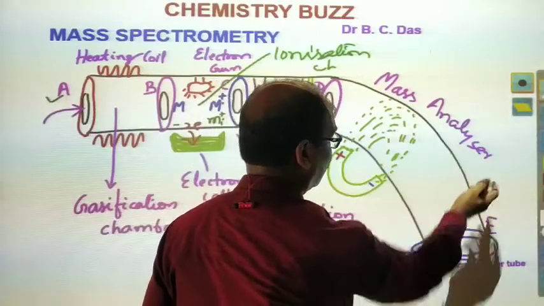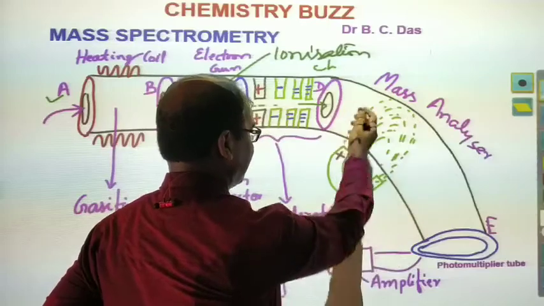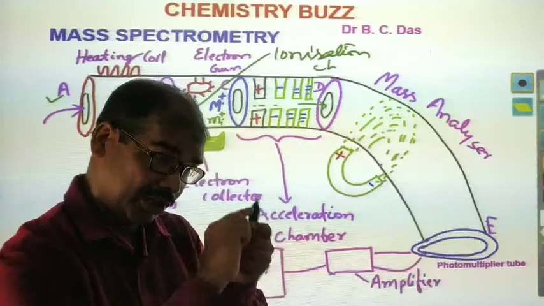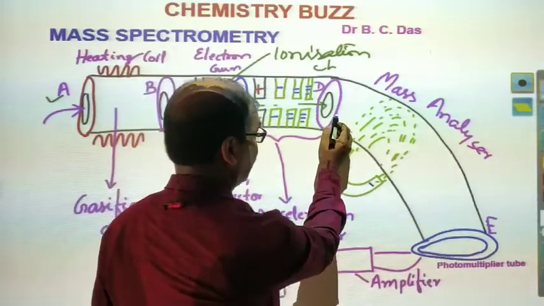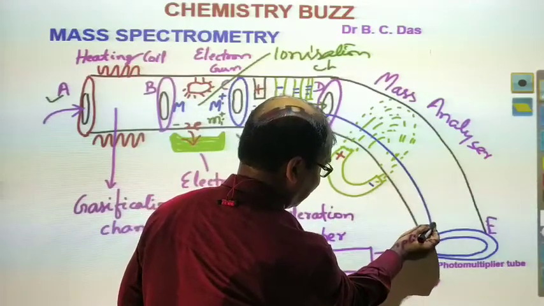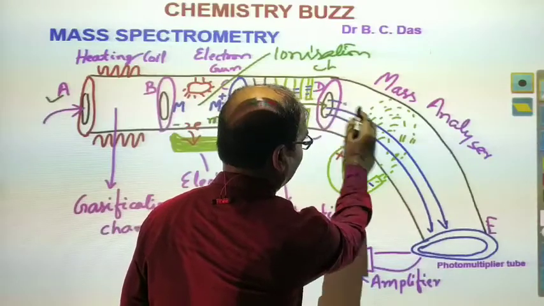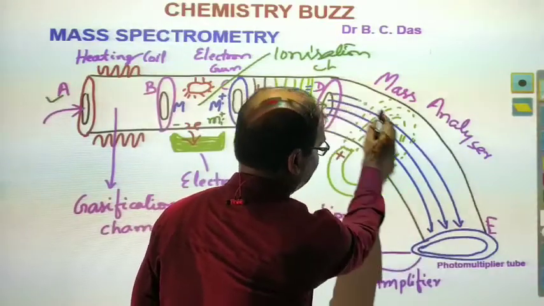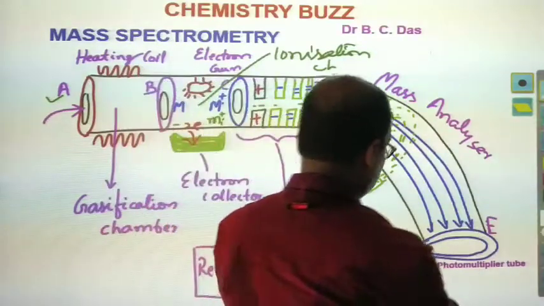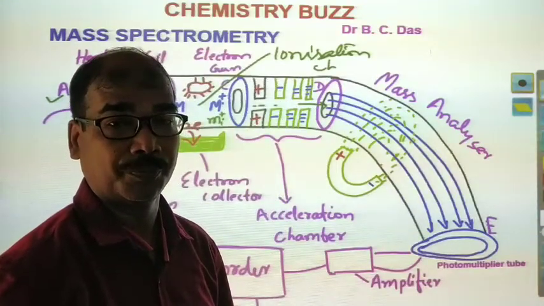So this is the mass analyzer. The magnetic field's job is to assign a particular route to the respective cations. The ion which is lighter will be deflected more.